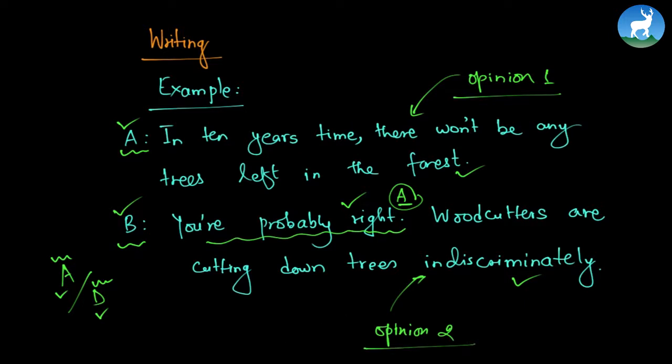Correct? So what's all about this writing section? It's about two people talking about something. A would say something and B would either agree or disagree with A's saying. That's all. So let's look at some more examples.